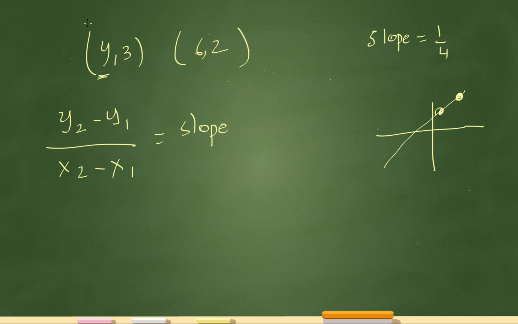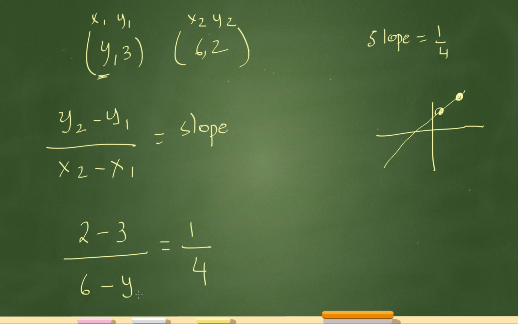So let's plug these points in. Let's call this x1. Let's call this y1. Let's call this x2, and let's call this y2. It doesn't matter if I call this x1, y1, this x2, y2, that doesn't matter. And I know that the slope is 1/4, right? So let's just go ahead and plug these numbers back into the formula. So y2 is 2 minus y1, which is 3, okay, over x2 minus x1 equals 1/4.